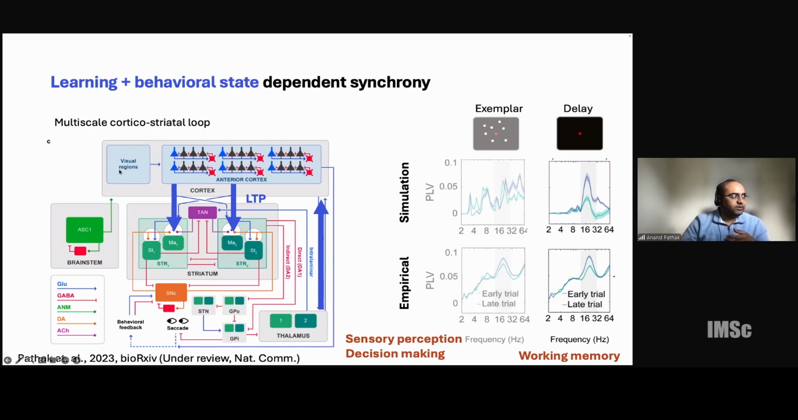So during the exemplar, you see this increase in synchrony because of the synaptic weights increasing, and then there's this feedback, the thalamus to cortex, that's also increasing. And in the absence of stimulus, this is what is dominating.